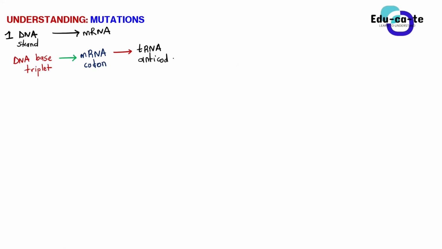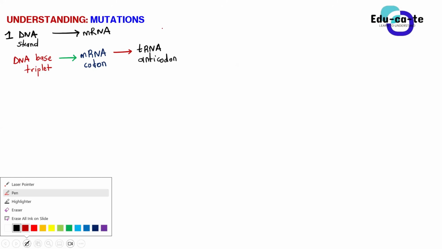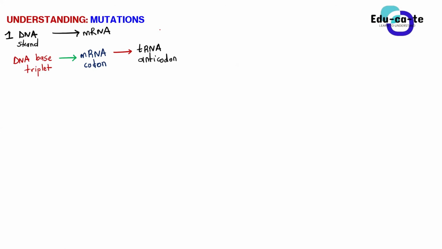These are the nitrogenous bases. And when a tRNA comes with an anticodon, what does the tRNA bring along with it? Amino acids. Yes. Those amino acids, remember, are now joined by peptide bonds at the ribosome to form the required protein.